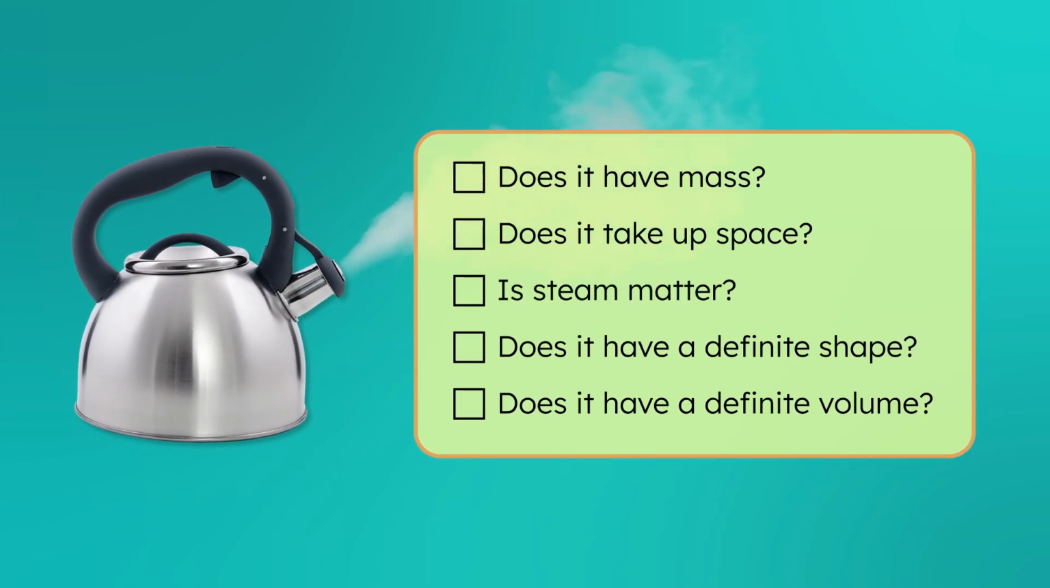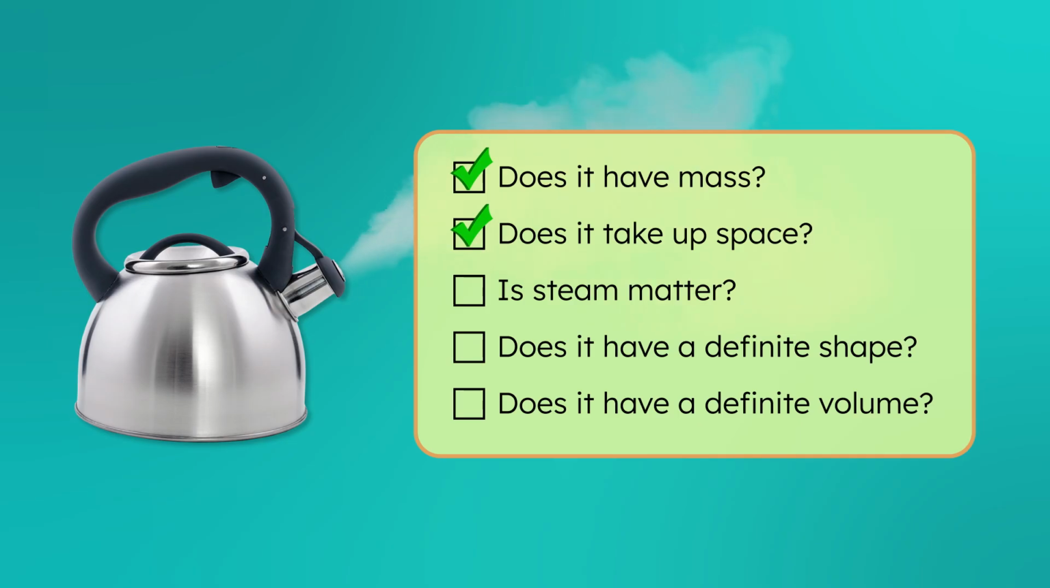Next, let's examine the steam rising from a boiling kettle. Does it have mass? Steam is water vapor, and water has mass. Does it take up space? Yes. Steam expands into the surrounding air. You can tell steam takes up space because if you move your hand through it, the steam flow is interrupted. It can't pass through your hand because both are taking up space.